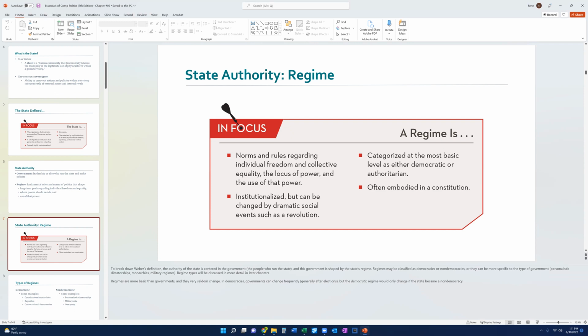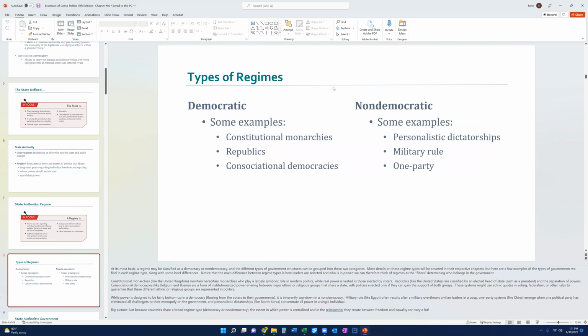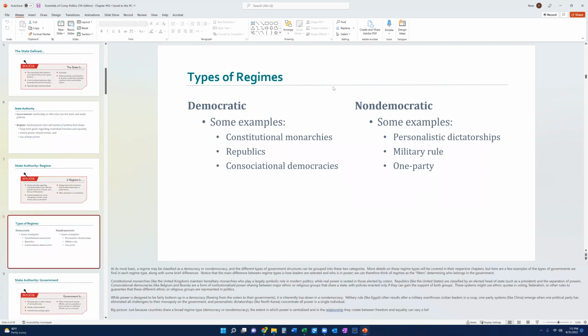The book is going to make a point of mentioning again how we can define or divide regimes into two categories: democracy and non-democracy. Examples of democratic regimes: constitutional monarchies. Constitutional monarchy is what the United Kingdom has, where there is a hereditary monarchy that plays a largely symbolic role in the politics of the UK, but real power remains with the voters.